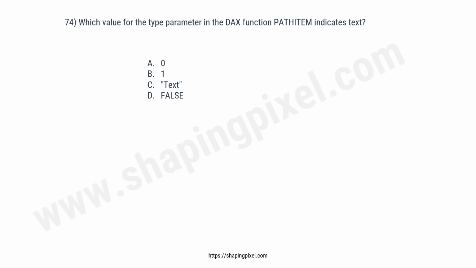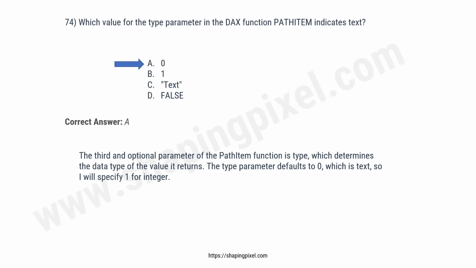Question number 74. Which value for the type parameter in the DAX function path item indicates text? And we have four options: 0, 1, text, false. So the right answer here is option A, 0. The third and optional parameter of the path item function is type, which determines the data type of the value it returns. The type parameter defaults to 0, which is text, so I will specify 1 for integer.